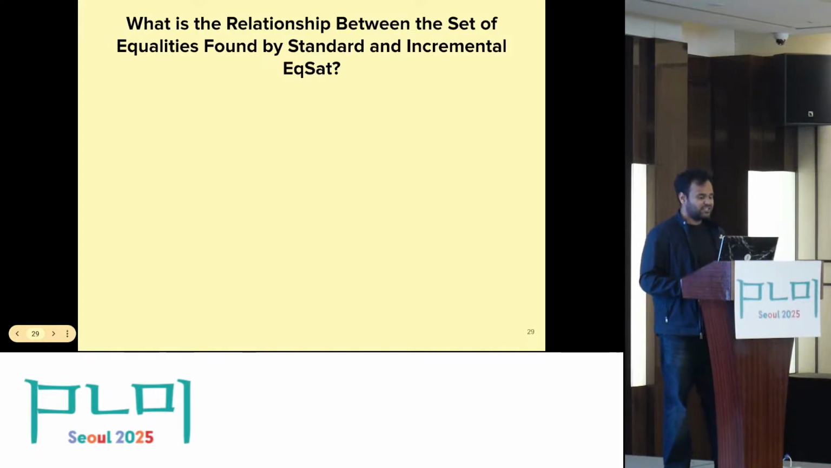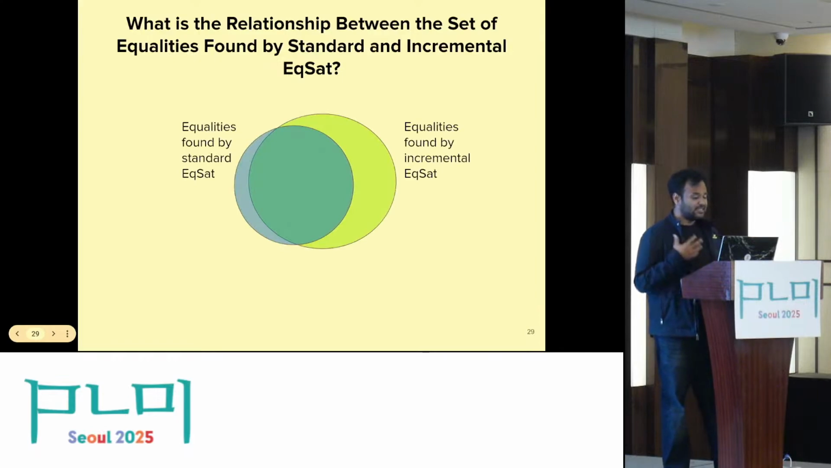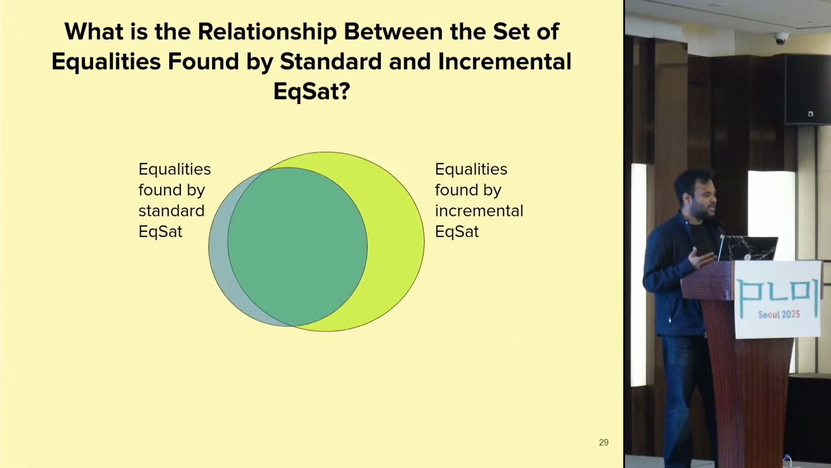But it's also interesting to consider the relationship between the set of equalities found by the two algorithms. The general situation is best represented like this. There is a big intersection indicating that there is a large number of equalities that are found by both algorithms. Then there is a set of equalities that incremental finds that standard does not find. This is expected as incremental EGSAT has access to more information. However, there is also a set of equalities that standard finds that incremental does not find. I want to explain why this is the case.